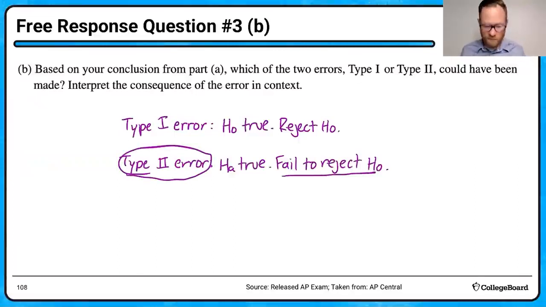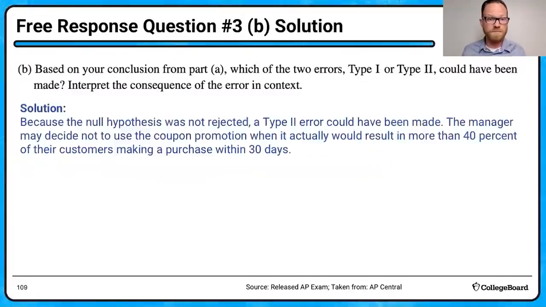So here's what the model solution looks like for this one. Because the null hypothesis was not rejected, a type 2 error could have been made. The manager may decide not to use the coupon promotion when it actually would result in more than 40% of their customers making a purchase within 30 days.